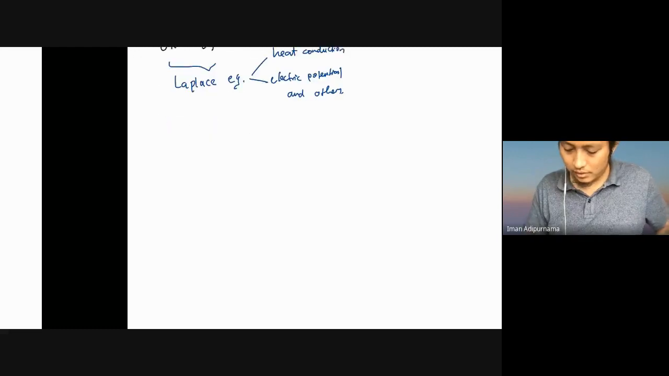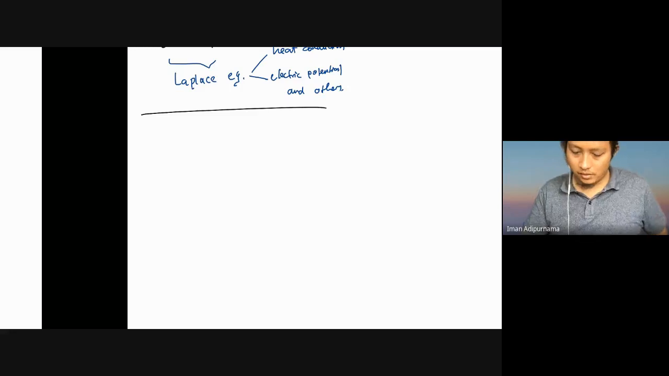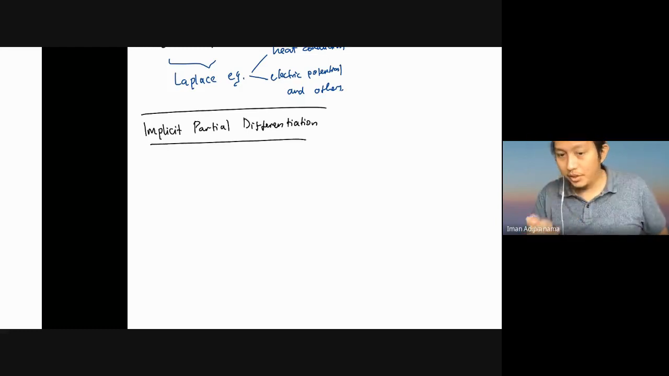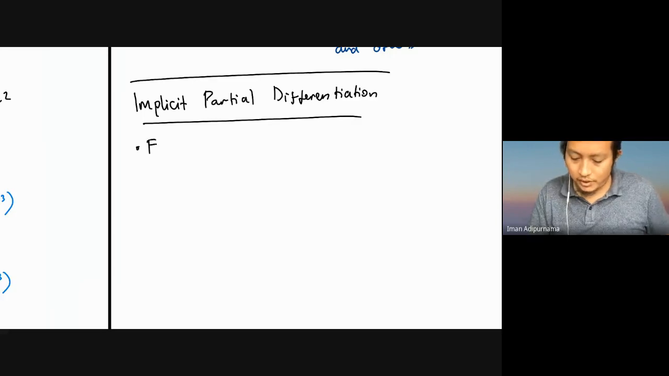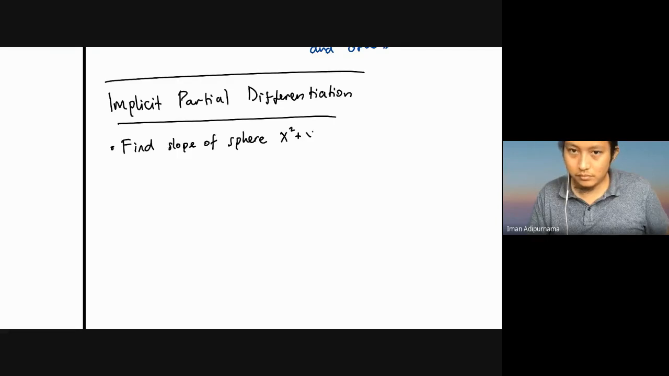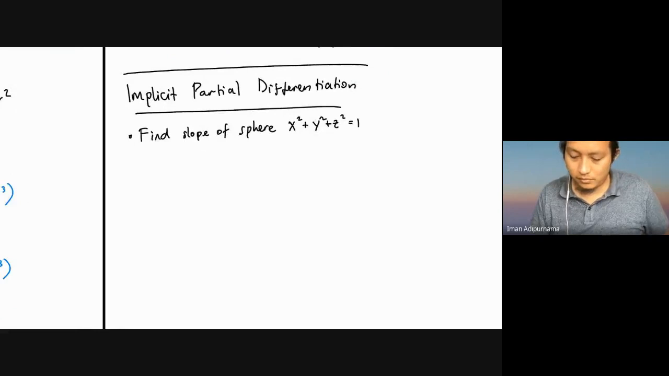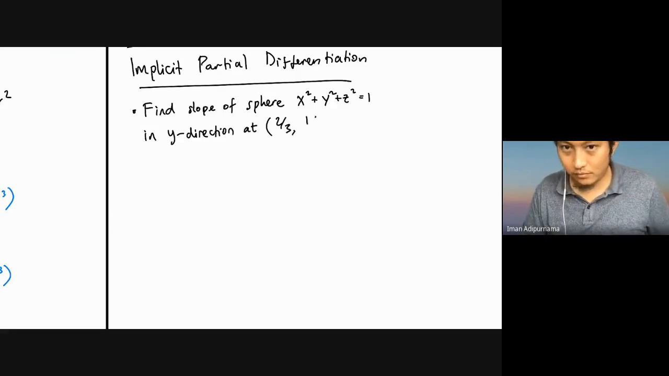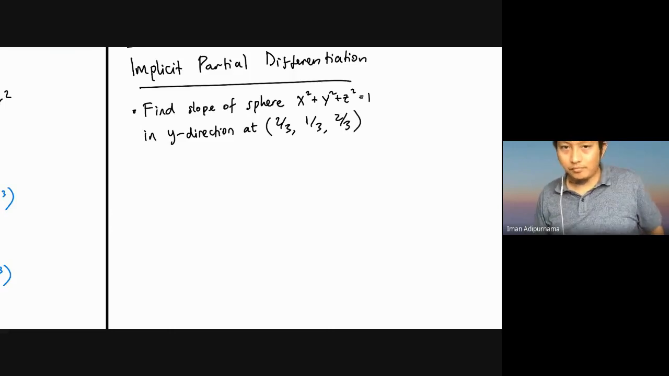Another thing besides the equations, we have also implicit partial differentiation, okay. This is just a method, just a tool. Let me show you how we are going to do the implicit in partial. So if you want to find the slope of a sphere in the y direction, meaning we need to find it in terms of partial y, right?